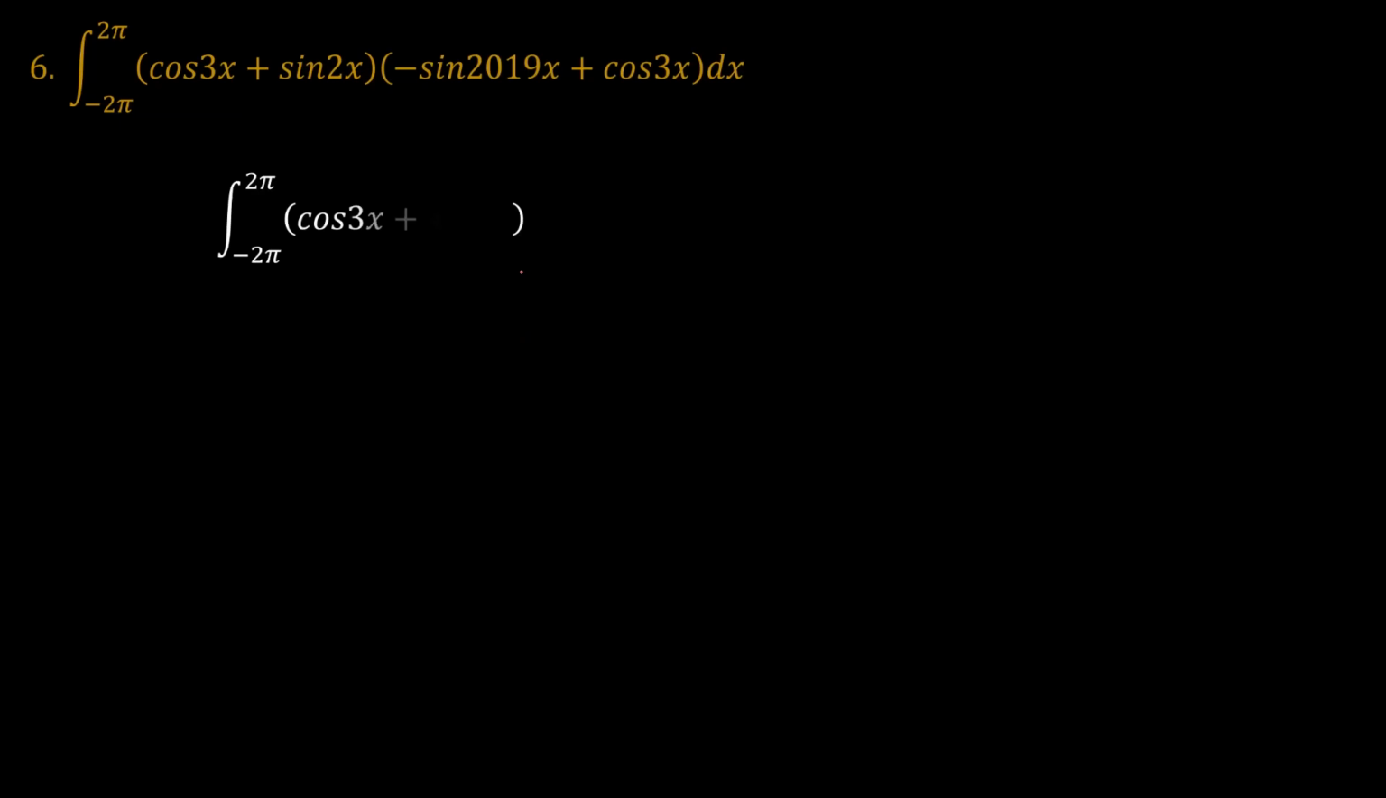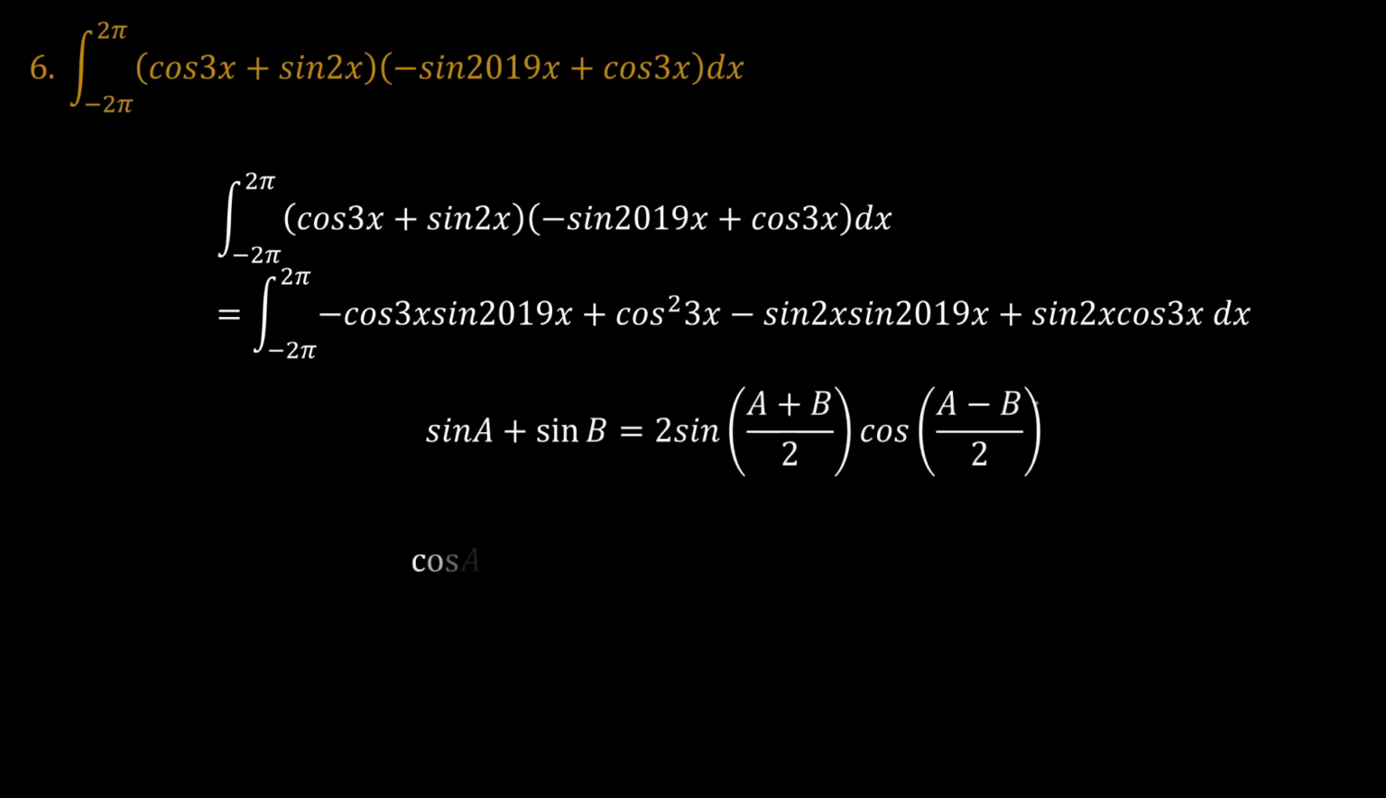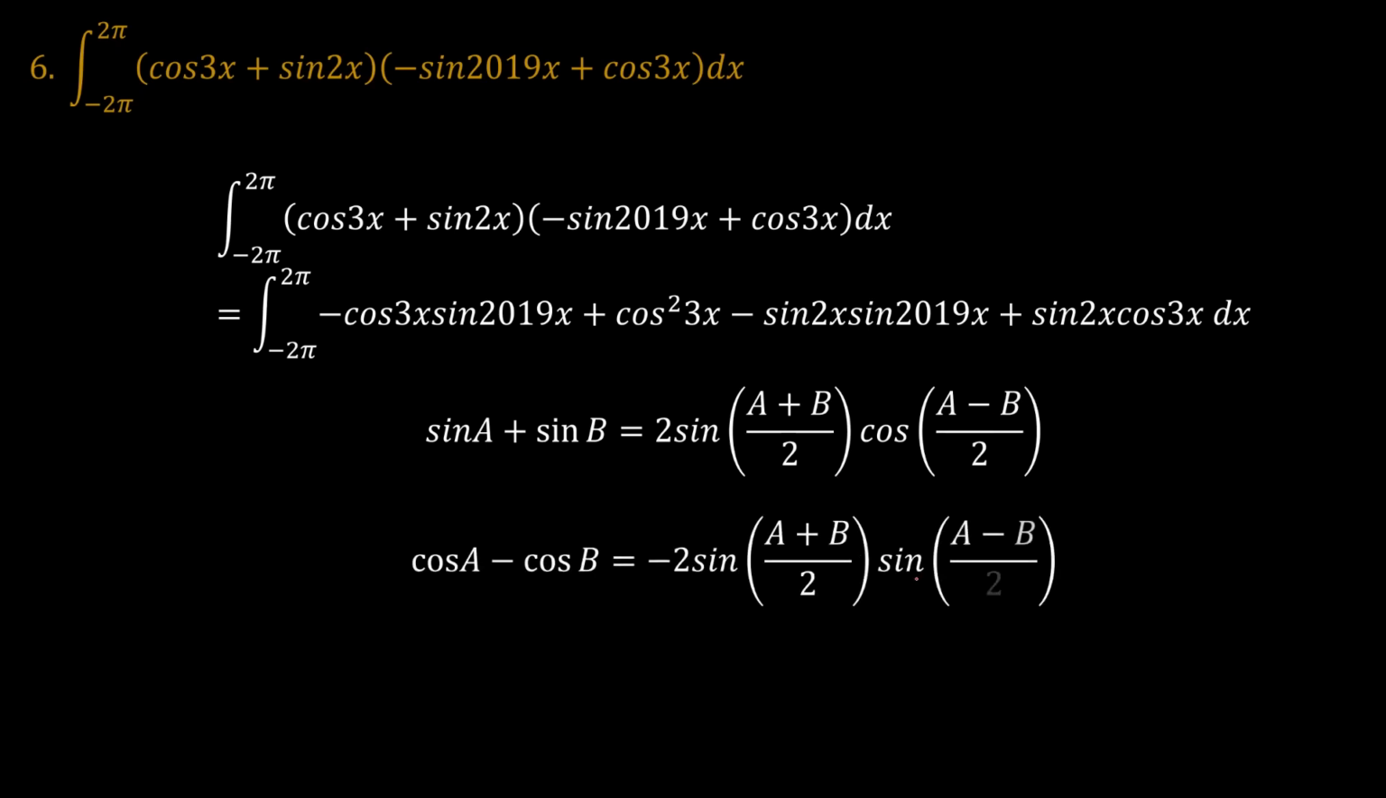So we can solve that quickly by doing a hard multiplication, such that we have the integral of negative cosine 3x sine 2019x plus cosine squared 3x minus sine 2x sine 2019x plus sine 2x cosine 3x. Using the identity sine a plus sine b equals 2 sine of (a plus b) over 2 times cosine of (a minus b) over 2, and when cosine a minus cosine b is considered, that's the same as negative 2 sine (a plus b) over 2 and sine (a minus b) over 2. So using these identities, we can attack this.